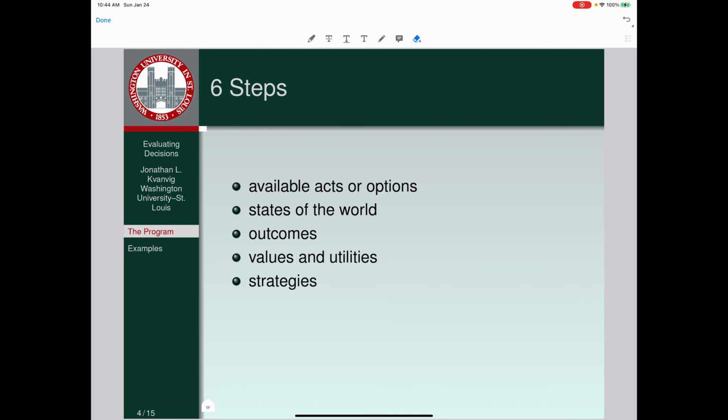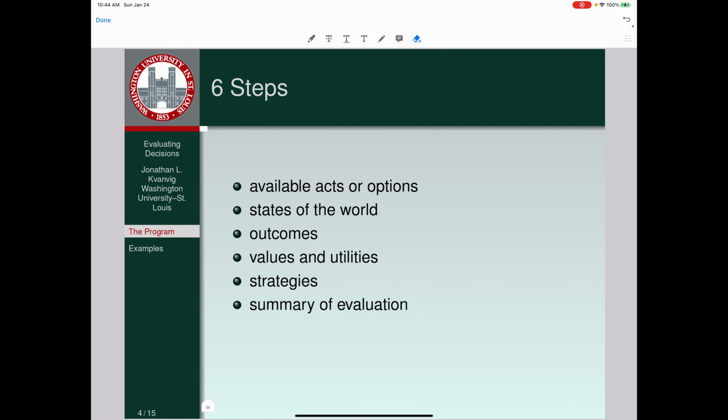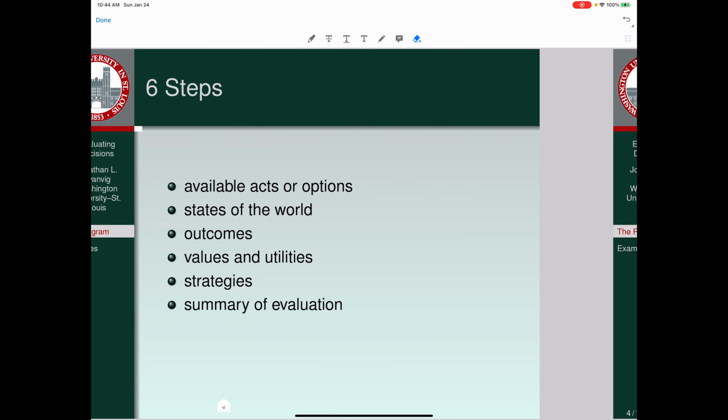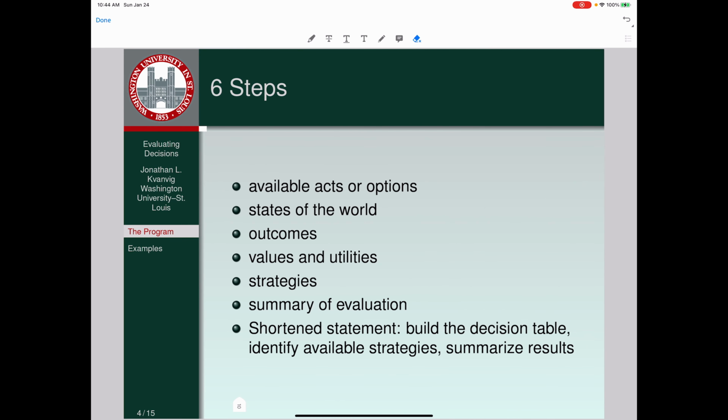Then you identify various strategies that might apply to the situation that you've got. The strategies involve deciding whether it's a decision being made under complete uncertainty or whether you know something about the probabilities of the various states of the world. And then you give a summary of the evaluation with respect to the matrix that you've constructed. So a shortened statement of the program is: build the table, identify the available strategies for deciding what to do, and then summarize the results.